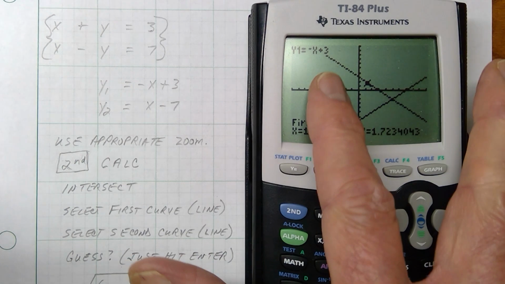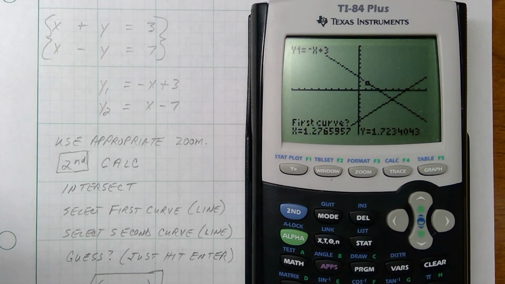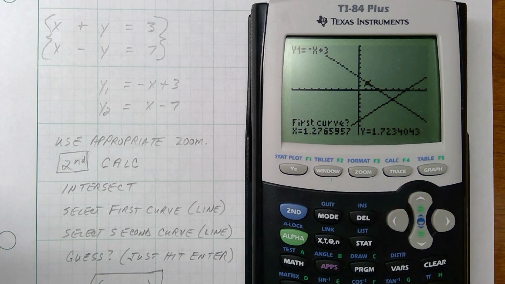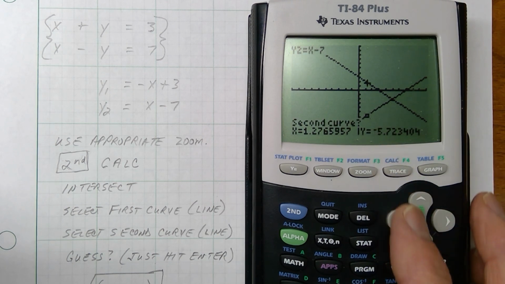Sometimes you can put 3 or 4 or 5 curves on the same screen, so they're just kind of verifying that they're on the right curve. And I'm going to go ahead and say, yes, you're on the first curve. They call everything a curve, even if it's a line.